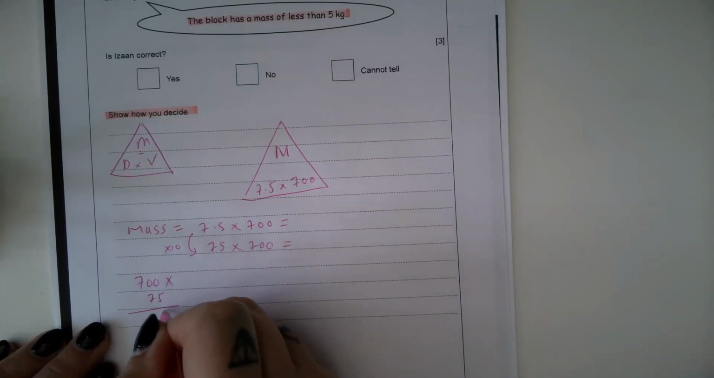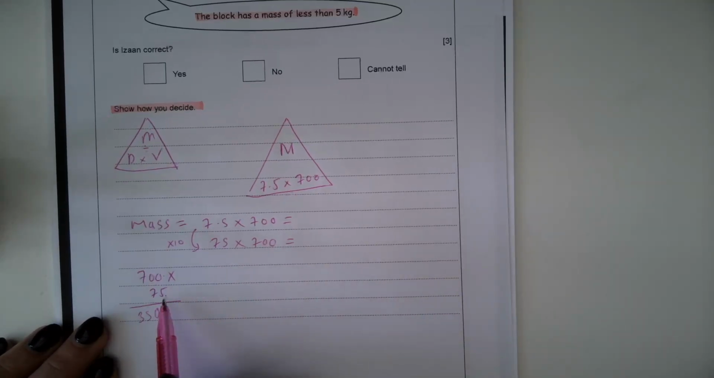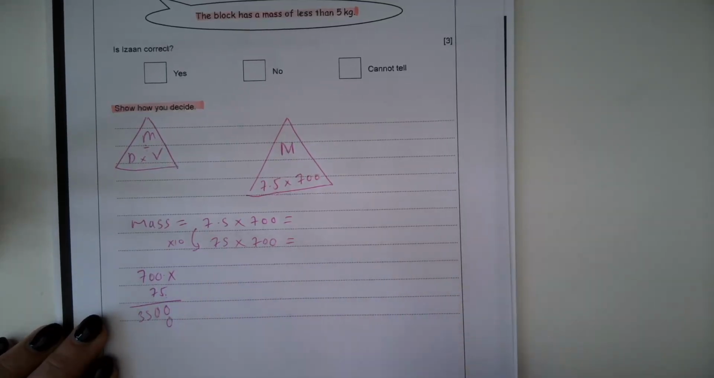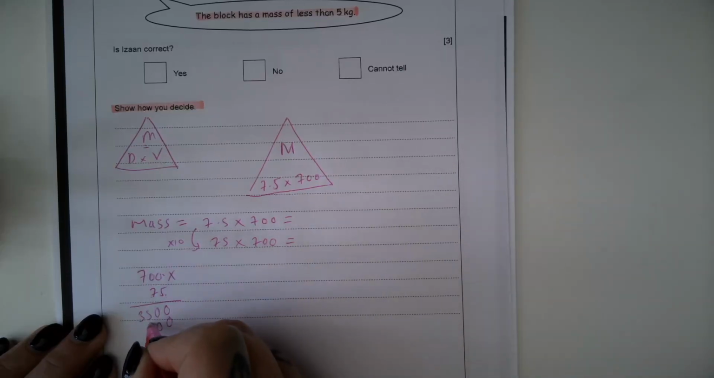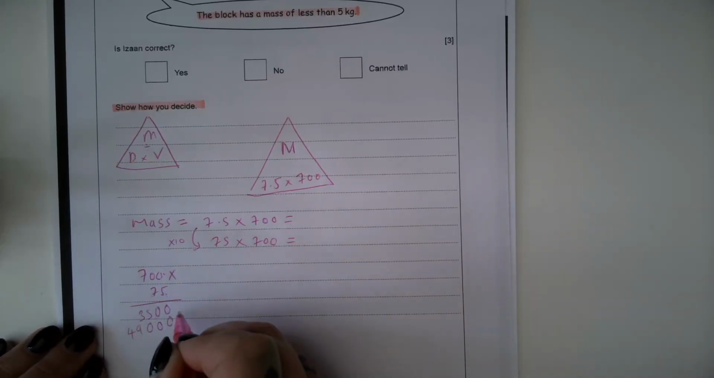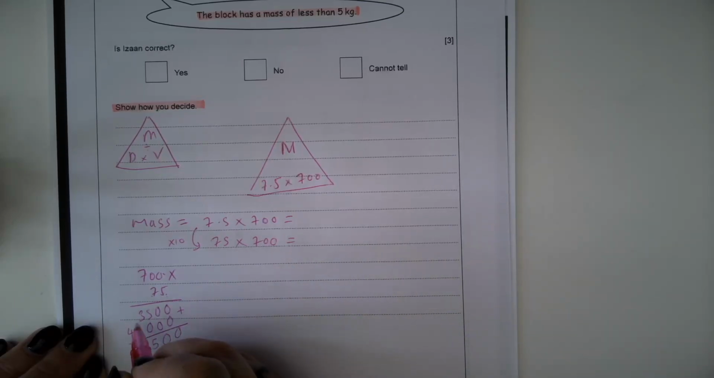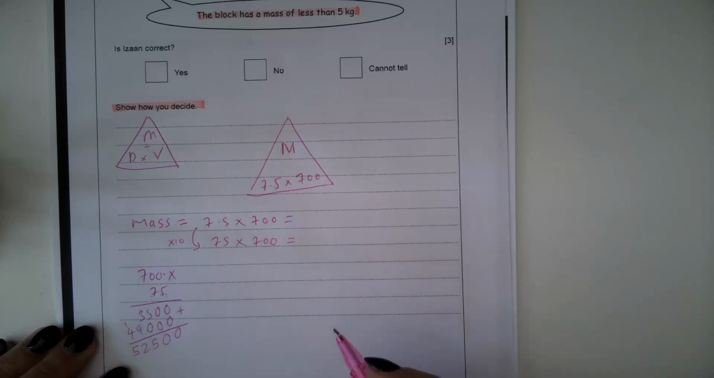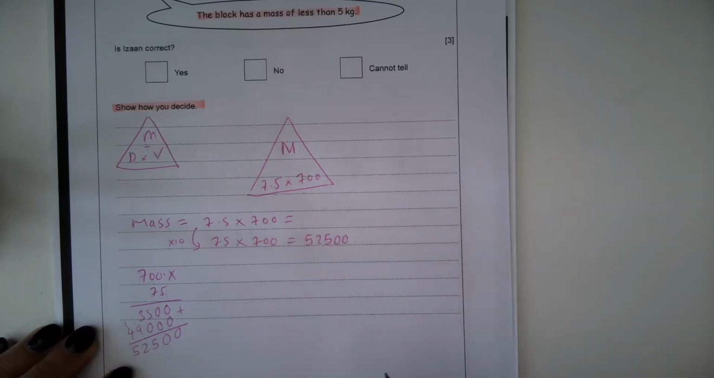5 times 0, 5 times 0, 5 times 7. I'm moving from the units to the tens, so I need a placeholder 0 there. 7 times 0, 7 times 0, 7 times 7. And then I'm going to add these two values together. So that's 0, 0, 5, 12, 5. So that equals 52,500. I multiplied by 10 to make my life easier.